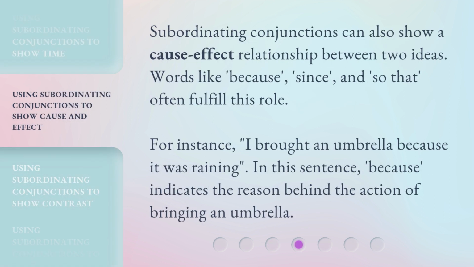Subordinating conjunctions can also show a cause-effect relationship between two ideas. Words like because, since, and so that often fulfill this role. For instance, I brought an umbrella because it was raining. In this sentence, because indicates the reason behind the action of bringing an umbrella.